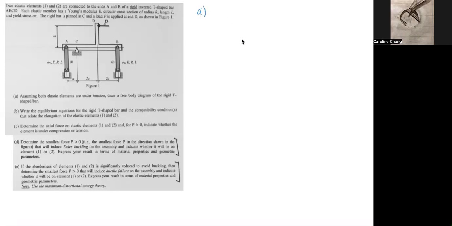So first, as always, we begin with a free body diagram of our body over here. So we have two elastic elements that are connected to ends A and B of a rigid inverted T-shaped bar ABCD. Each elastic member has a Young's modulus E, circular cross-section of radius R, length L, and yield stress sigma Y. The rigid bar is pinned at C and a load P is applied at D as shown in figure 1.